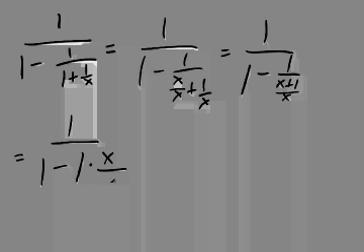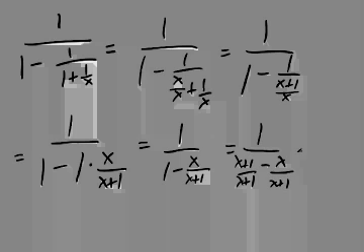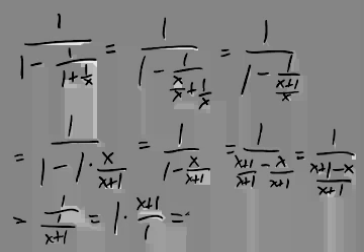1 times x over x plus 1 is equal to 1 over 1 minus x over x plus 1, which is equal to 1 over x plus 1 over x plus 1 minus x over x plus 1, which is equal to 1 over 1 over x plus 1, which is equal to 1 times x plus 1 over 1, which is equal to x plus 1. Therefore, the simplified form of this complex fraction is x plus 1.